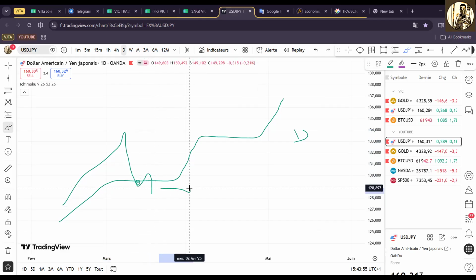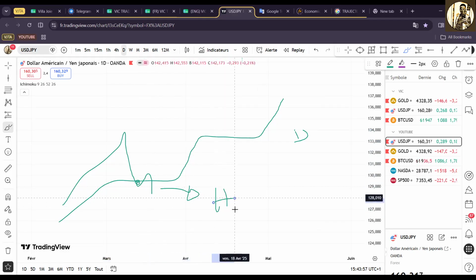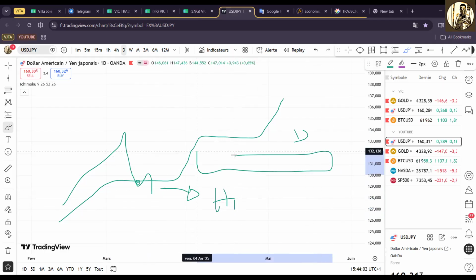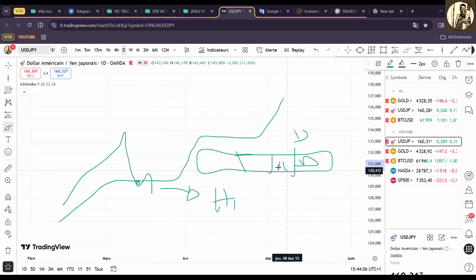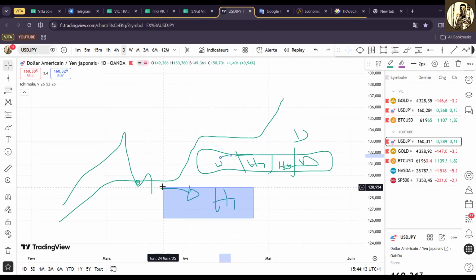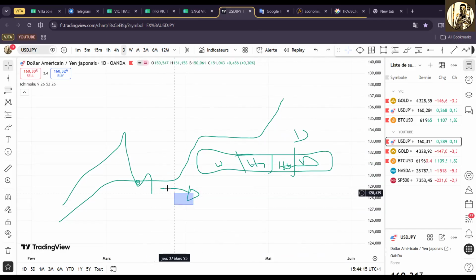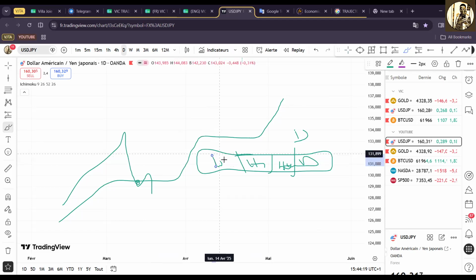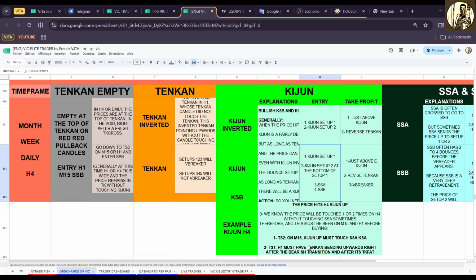Kijun is that you go on H1, right? So you will be having daily, H4, H1, 15 minutes. So what you'll be doing is that you do a time frame skipping. By one, you go on H1.